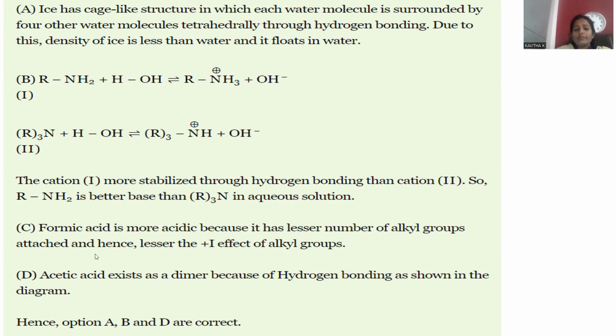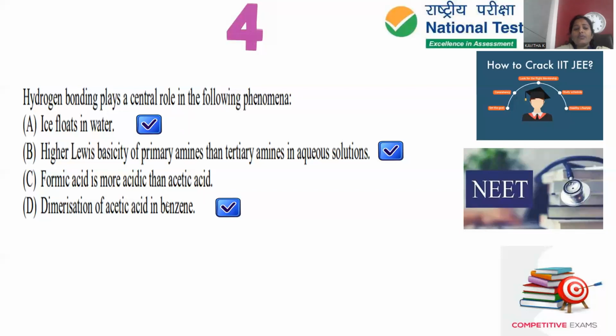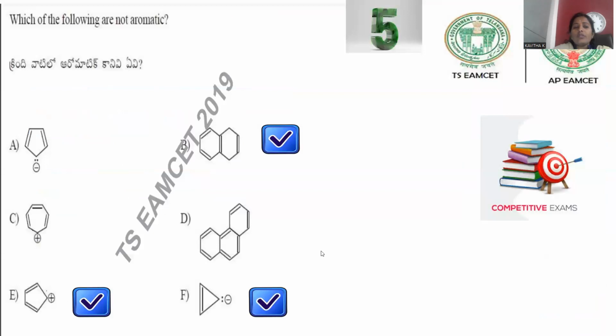Next is about hydrogen bonding being possible for acetic acid as a dimer, that is intermolecular hydrogen bonding is possible, and a benzene solvent, that is a non-polar solvent. A, B, D are the correct answers. We went through it, C is the wrong one. We concluded question 4. Let's go with question number 5.